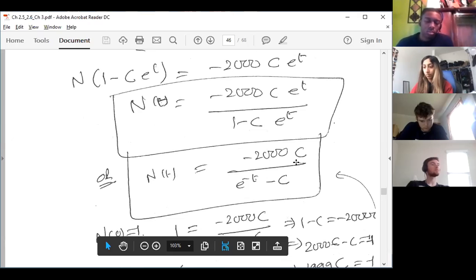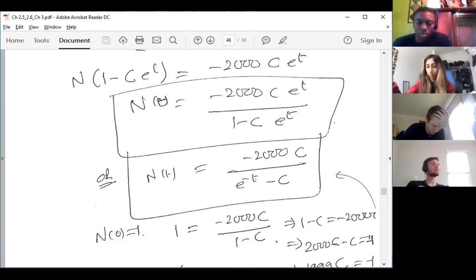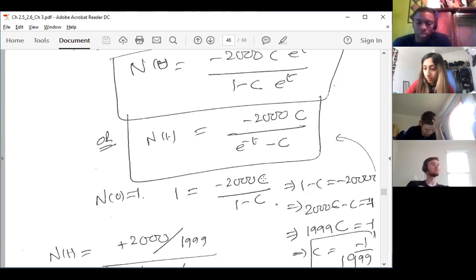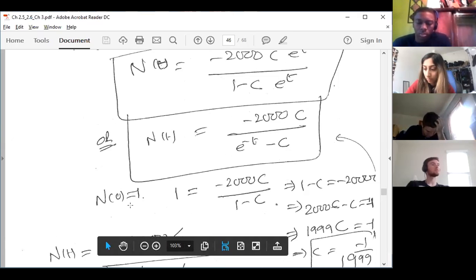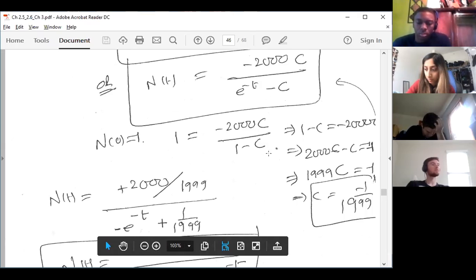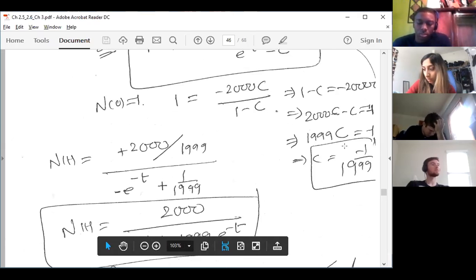So N(t) equals negative 2000 C, because if I divide e to the power t here, here, and here, it is e to the power negative t here. Initial condition: N(0) equals 1. When t equals 0, the value is 1. And I'm finding my value of C using this first initial condition. The value of C is negative 1 over 1999.